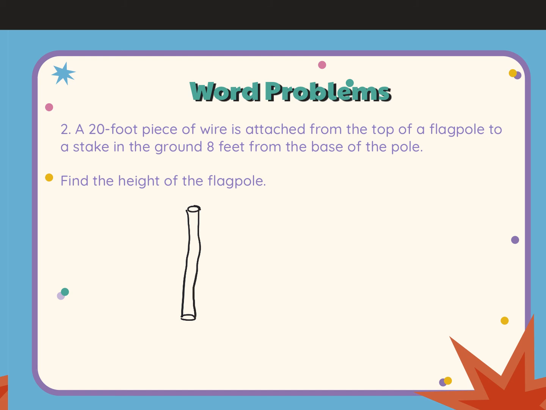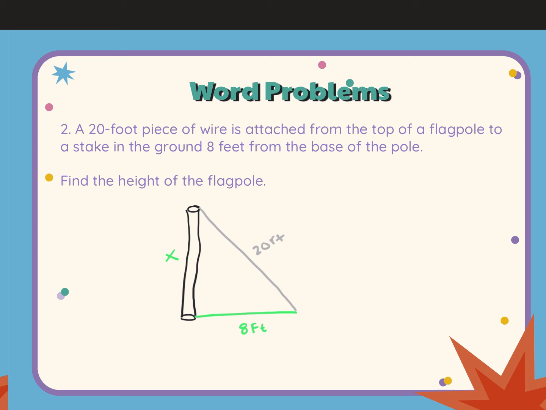All right. So we have a wire. We can change the color. Let's make the wire gray. So there's our wire, and we know that the wire is 20 feet. And then it says that the stake is 8 feet from the base. Again, this is not drawn to scale at all. So now we're trying to find the height of our flagpole.